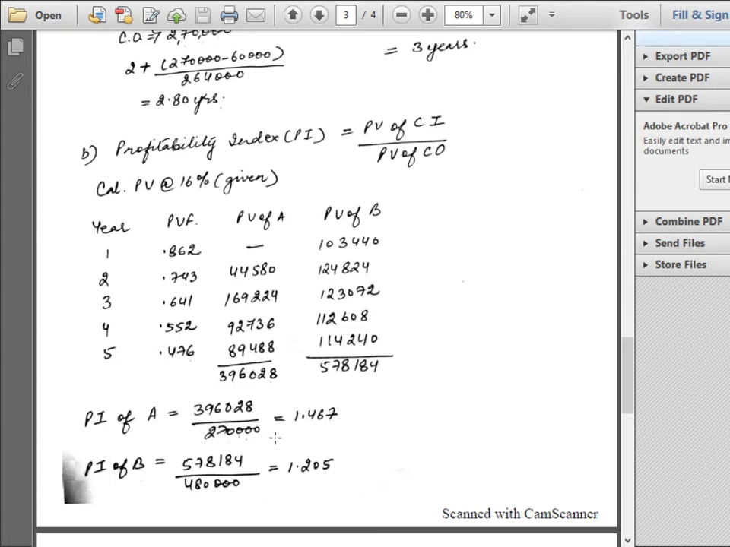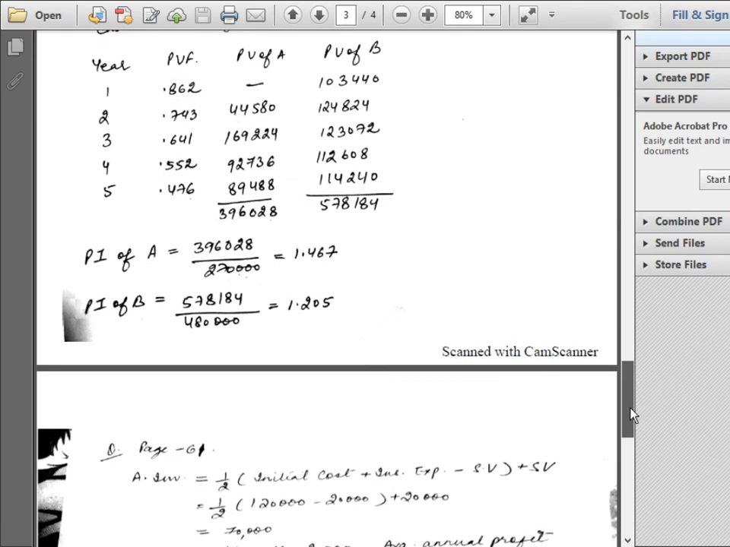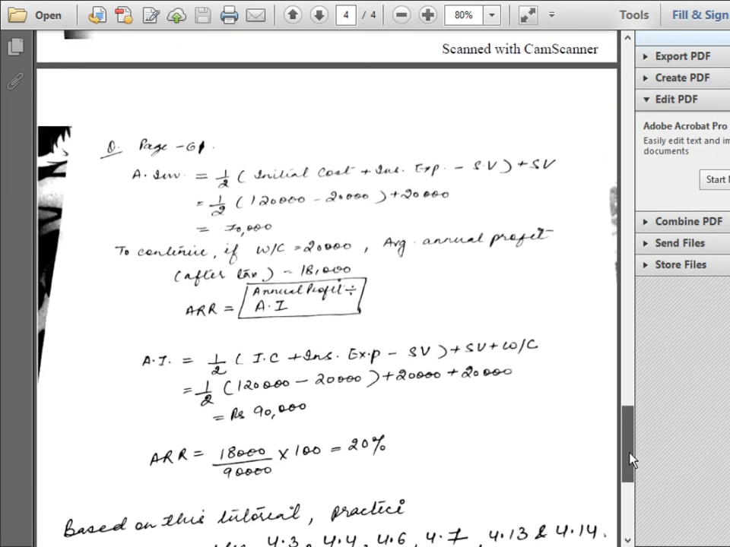Similarly, for project B, the profitability index will be calculated, where the summation of present value of cash inflow is 5,78,184 divided by the present value of the cash outflow given in the question, which is 4,80,000, and 1.205 is the profitability index for project B. So this is how you calculate the payback period and profitability index in capital budgeting techniques.